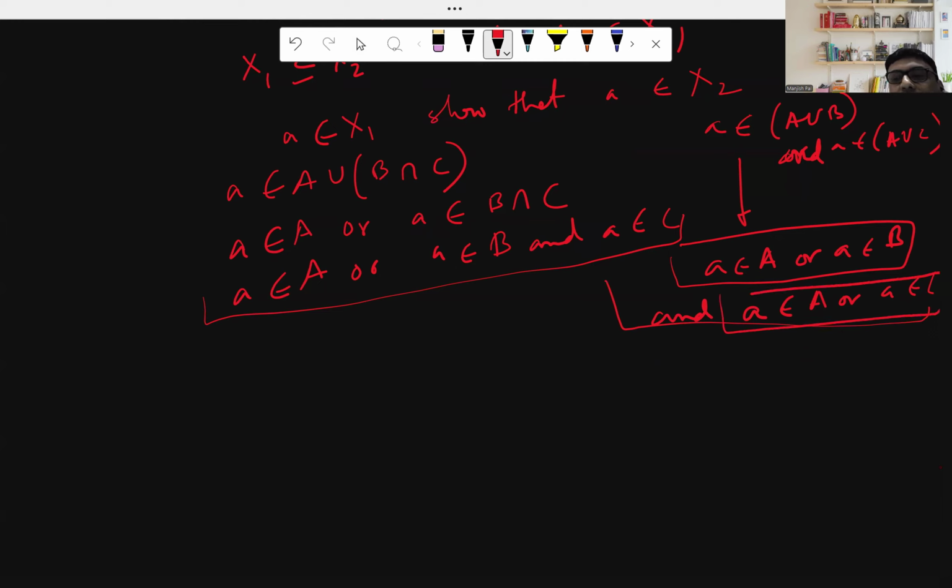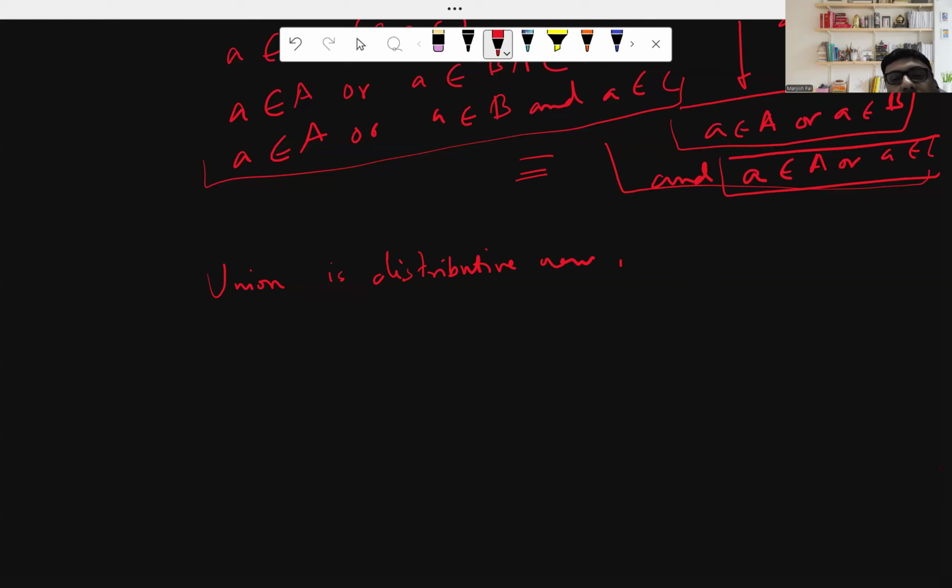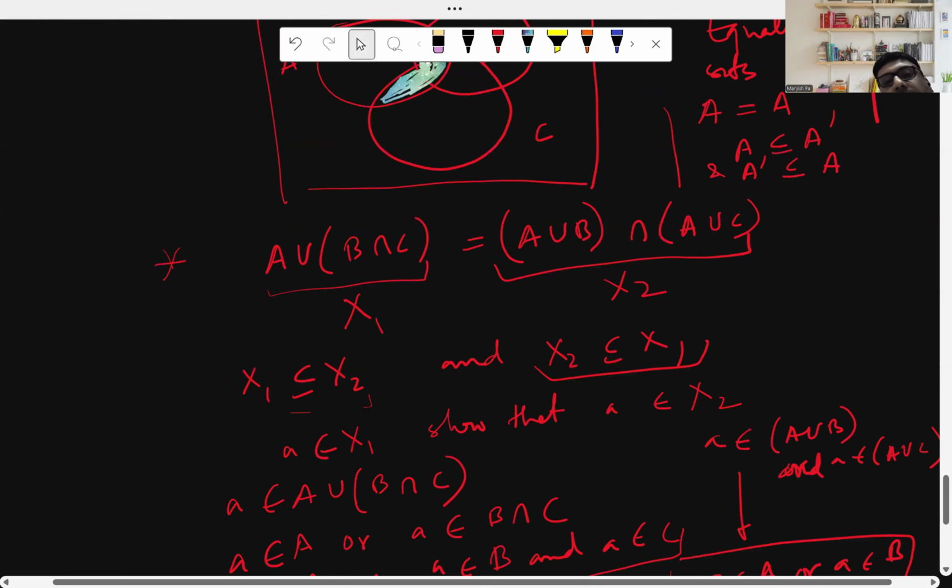So basically what we have seen is that union is distributive over intersection and intersection is distributive over union. And these properties are basically called distributive properties.